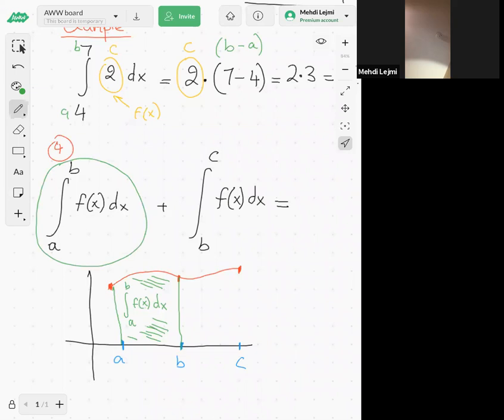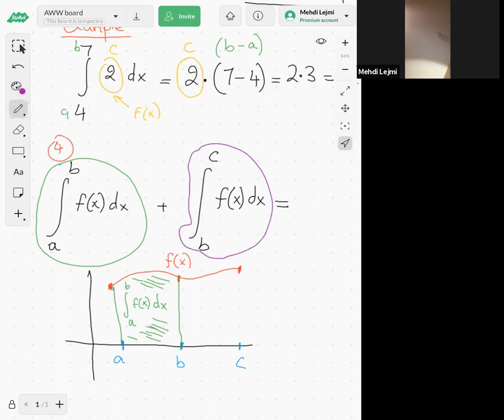And then I have, plus, this integral of the same function. So this is my function f of x. It's the same function, right? From b to c. So this second integral would be this one here.